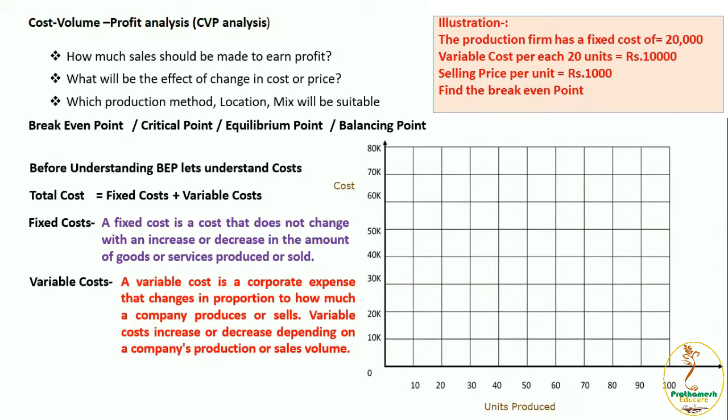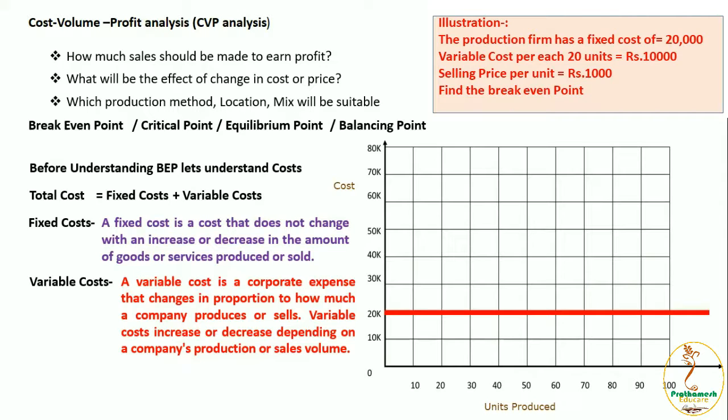So first of all, let us draw the line for the fixed cost. Fixed cost remains the same, as you know. How much production is happening, how many units we are producing, how much we are selling, there is no impact on fixed cost. So fixed cost will be 20,000 at each point. So let us draw that fixed cost line.